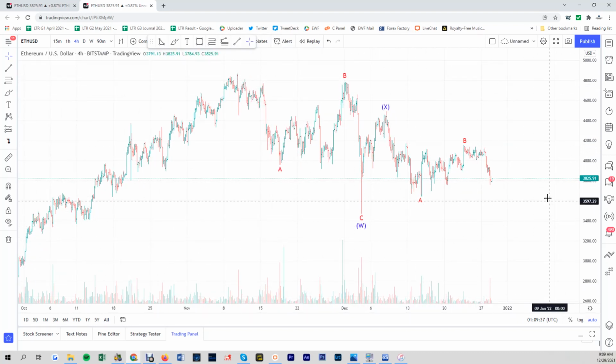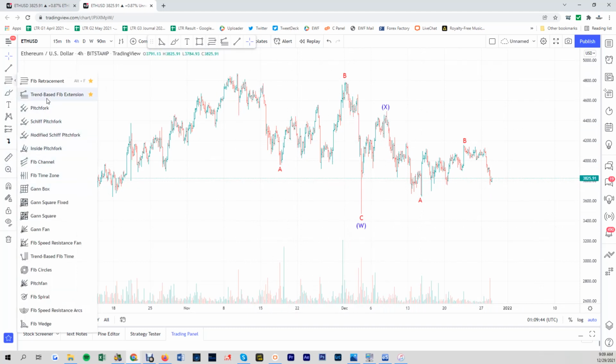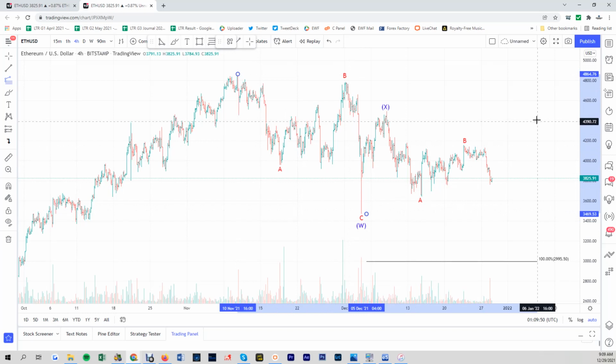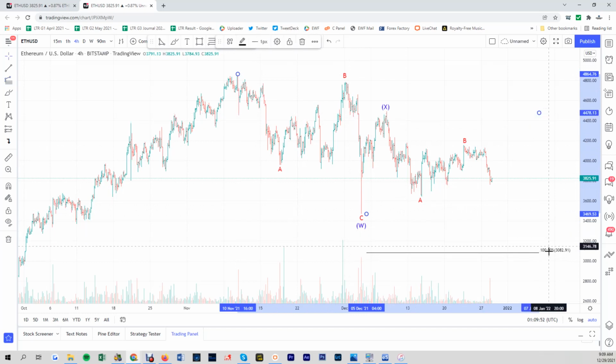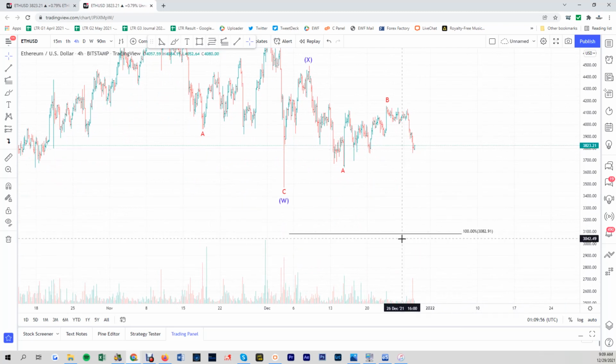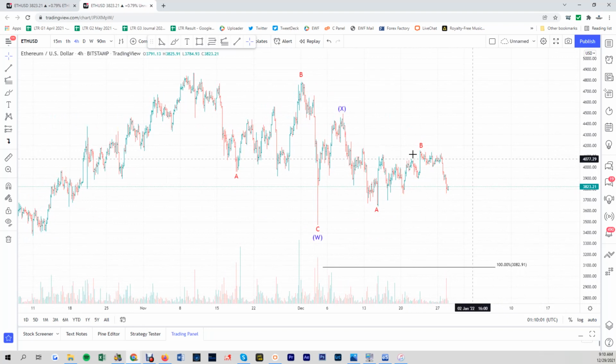When you see this type of structure, potentially it can go to 100% of the W. So if you measure the extension from this peak in November 10th to the low projected from here, you can get a target towards 3083 to the downside here, right? 3083 to the downside. So that will be the idea.